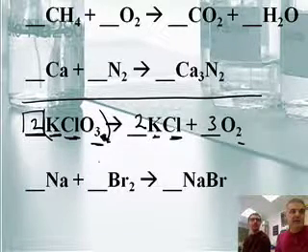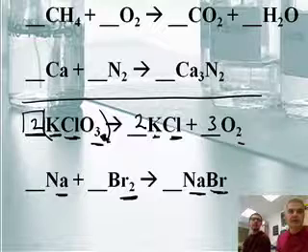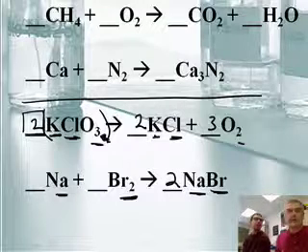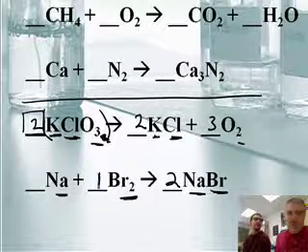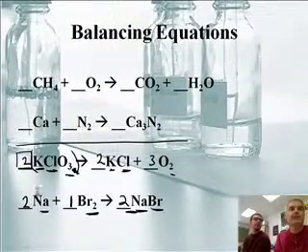All right, how about this? Na plus Br2. Na, 1 there. I'm happy, 1 and 1. I got 2 Br's and I got 1 Br. Not happy, so I got to put a 2 here. So that makes 2 NaBr. That changed your Na's. By the way, when I did that, that locks the Br2 as a 1. But it changes my Na's, and I have to go back and fix it by putting a 2 there. There you go.